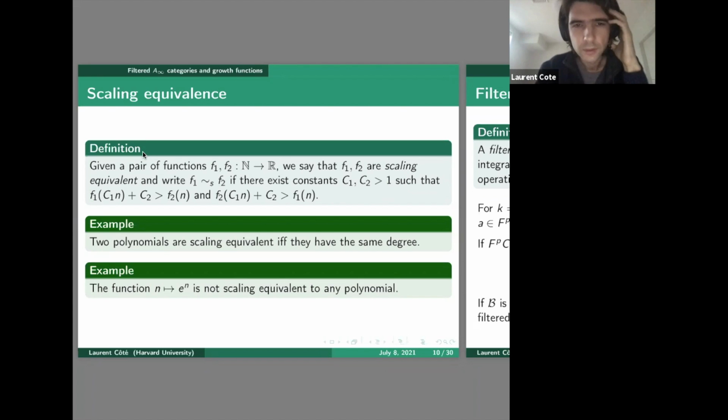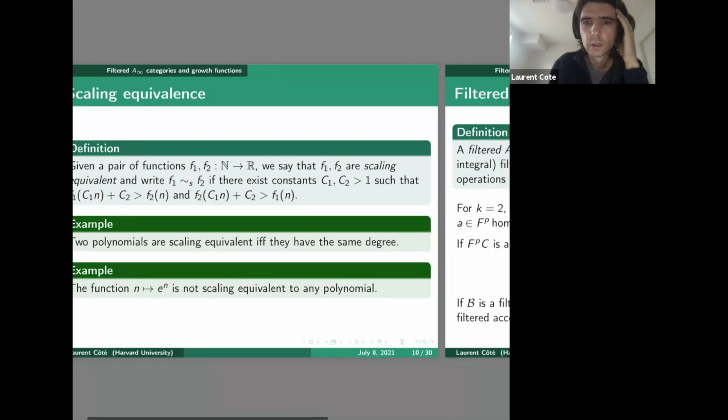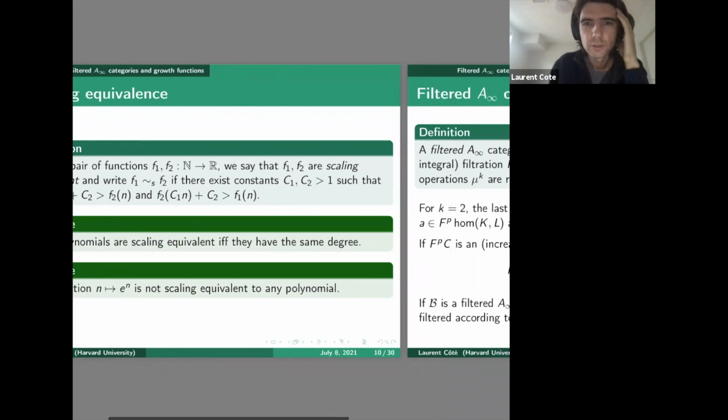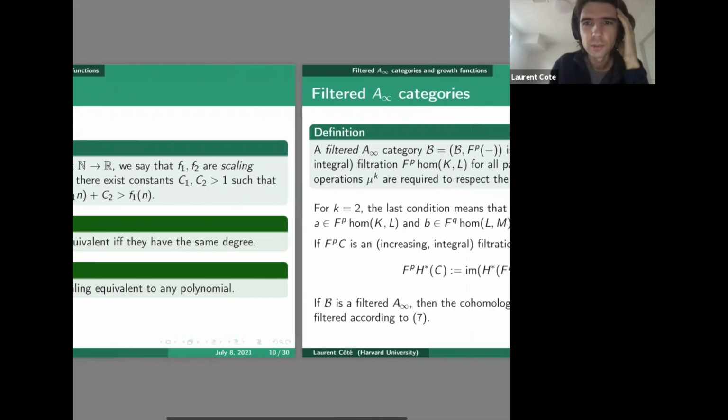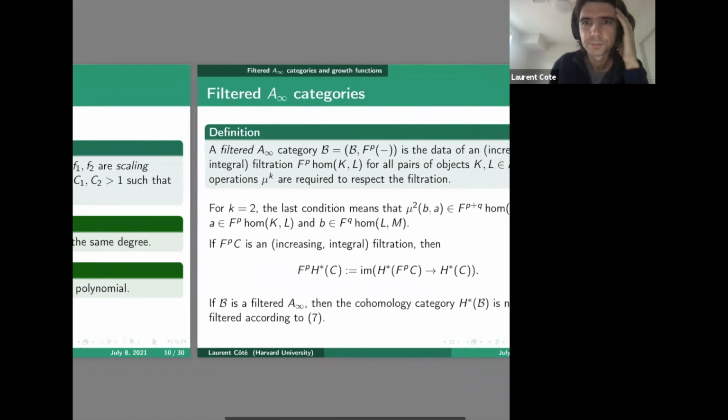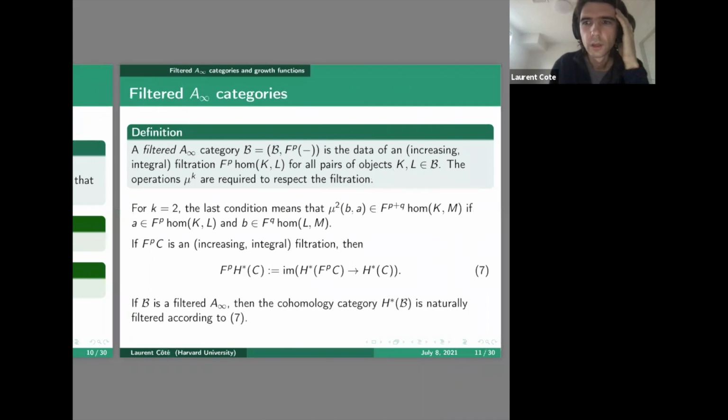Good examples to keep in mind: two polynomials are scaling equivalent if they have the same degree, and an exponential is not scaling equivalent to any polynomial. So this is essentially an equivalence relation you can impose on functions from the natural numbers to the real numbers. And we'll return to this equivalence notion.